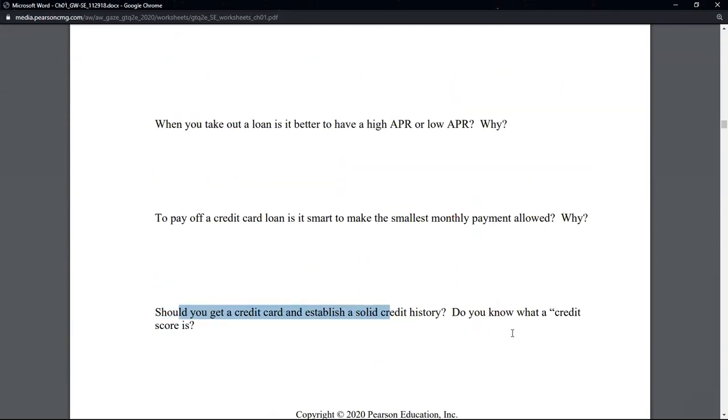Yes, you should get a credit card and establish solid credit history. Credit score tells you how good or bad your credit is. If you've never had any type of loan, you have no credit score. These are things that we talk more about at the end of the semester though.